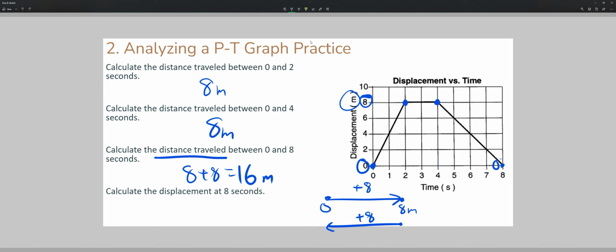The fourth question says calculate displacement at 8 seconds. Something you have to remember here is that displacement means how far you are from your original location. Right, at 8 seconds I ended at 0 meters, and at 0 seconds I started at 0 meters. So essentially, if I end back at the same place I started, well, my displacement here would be 0. I'm back where I started. That is the definition of displacement. Displacement is how far you are from your original location.